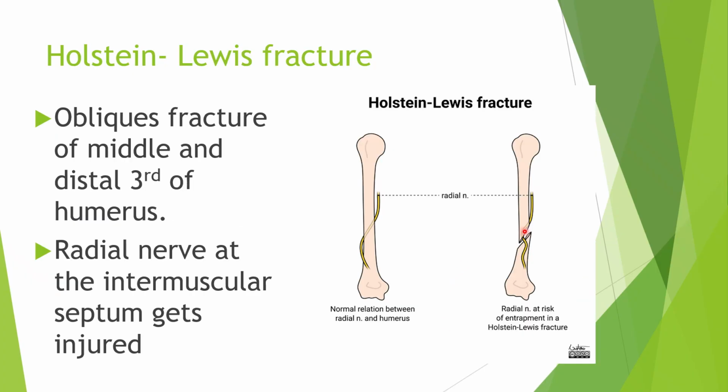Another fracture is called the Holstein-Lewis fracture. There is an oblique fracture of the humerus at the middle and the distal third. The radial nerve, while passing through the intermuscular septum, gets injured when there is a fracture.